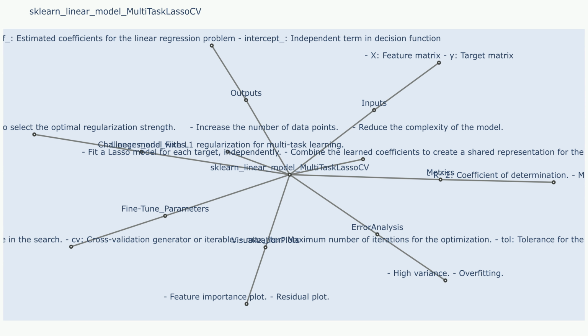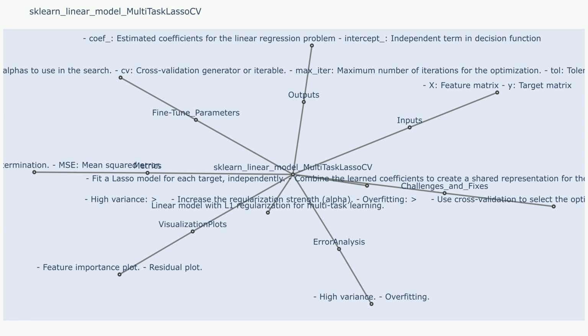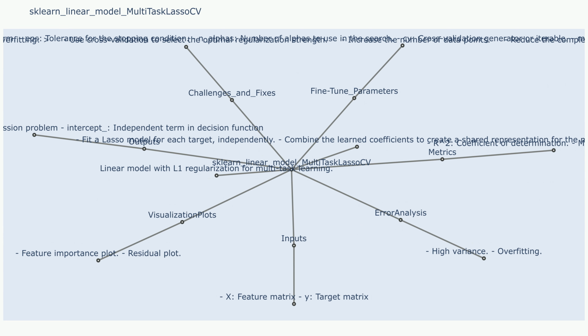Overfitting. The model might overfit the training data if the regularization parameter is too small. Sample use case. A model trained with a small regularization parameter might have high accuracy on the training data but perform poorly on unseen data. Fixes. Increase the regularization parameter to encourage sparsity and prevent overfitting. Use cross-validation to select the best regularization parameter.